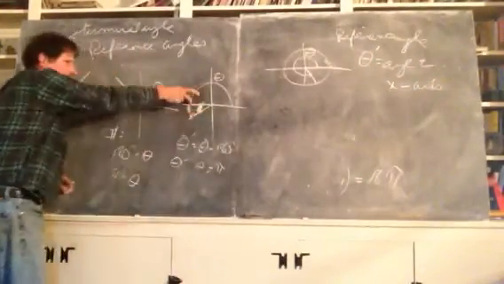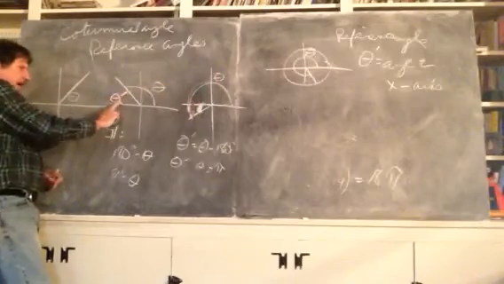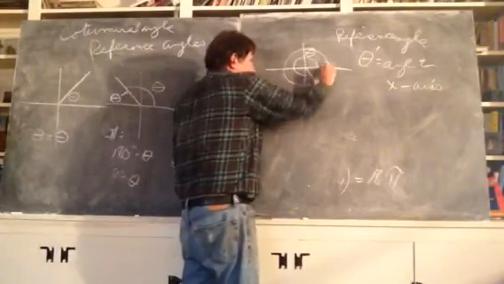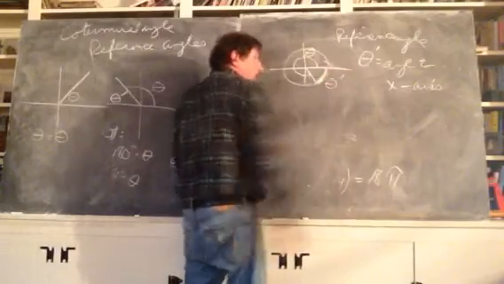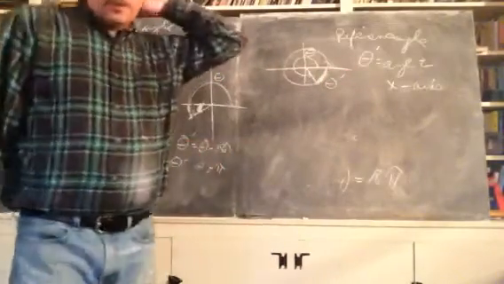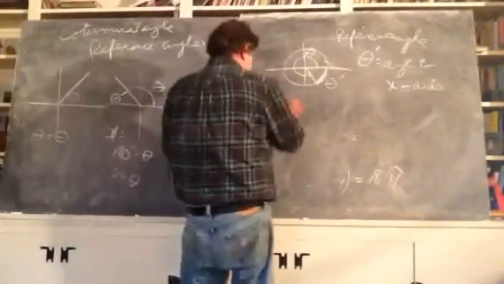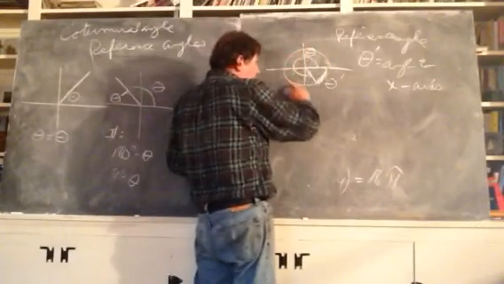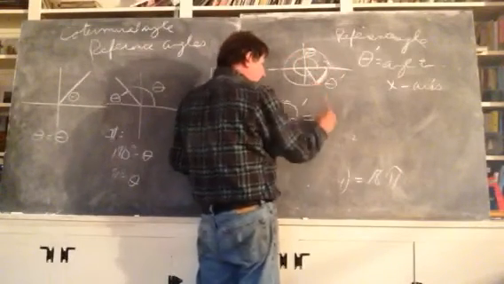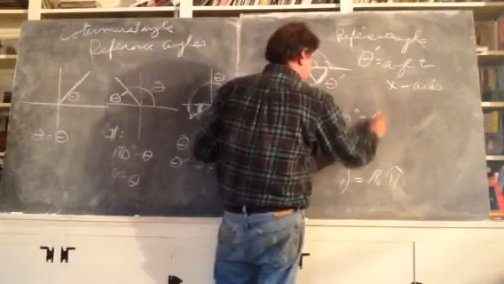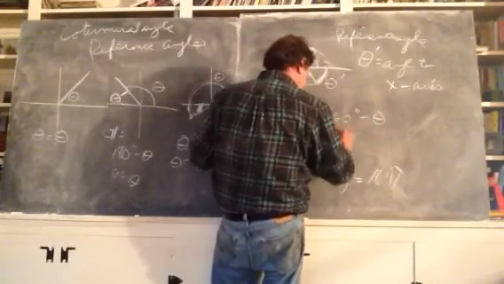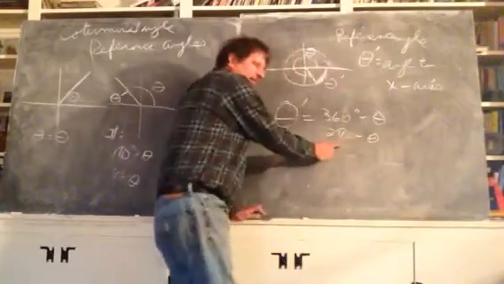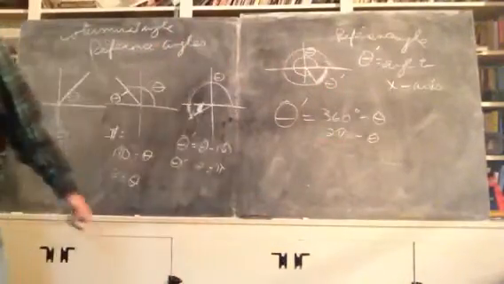In these two quadrants, it was the negative x-axis. Here it's down to that x-axis. This time, we're talking right here. Theta prime. That's theta prime. So in the fourth quadrant, the reference angle is 360 minus theta, or 2 pi minus theta, depending on if you're in degrees or radians. Okay, so that's all that.